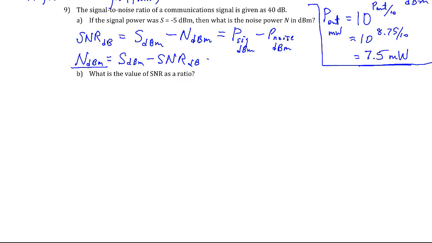In any case, I can plug in now. Signal power is minus 5, minus the SNR, which is 40, and so I end up at negative 45 dB. This is the noise power, minus 45 dBm.